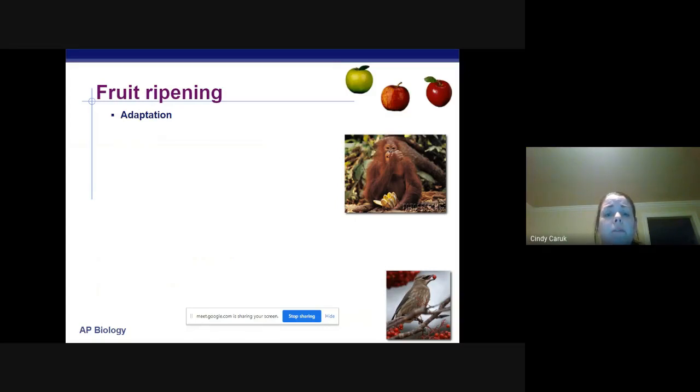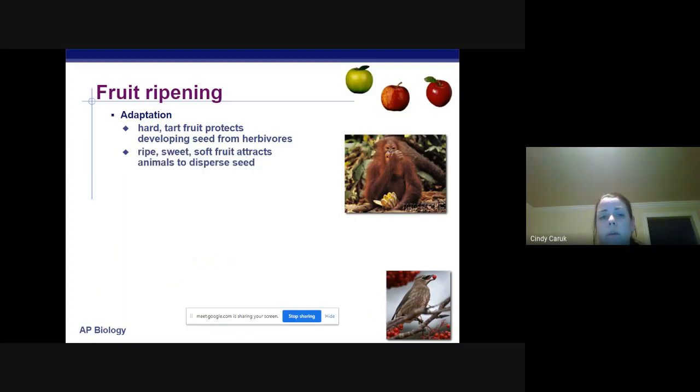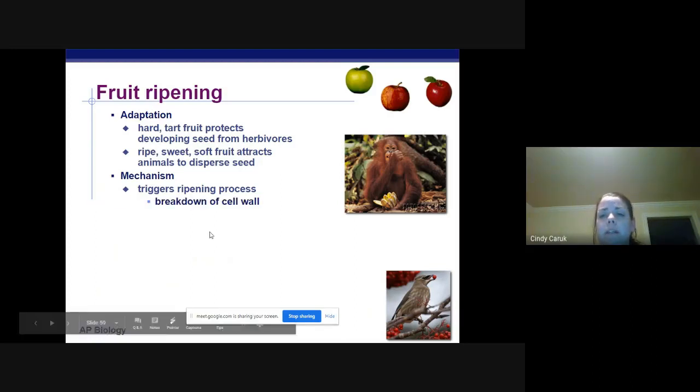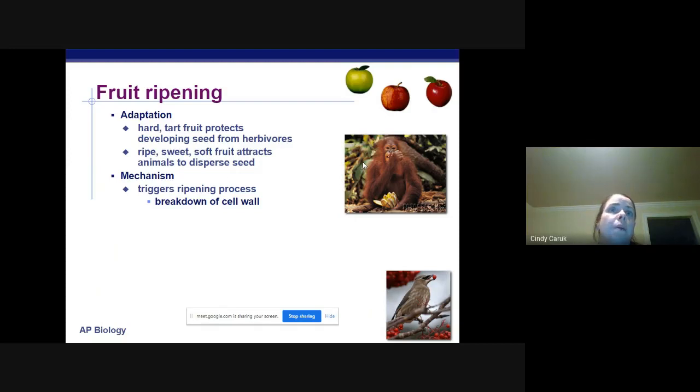Fruit ripening itself is an adaptation. Right? Hard, tart fruit protects the developing seeds from herbivores. Ripe, sweet fruit attracts the animals, so the seeds have matured. And then the orangutan, for instance, here, eats this and travels and then defecates. The seeds will come out, protected by the seed coat, and it's caused the dispersal of the seeds away from the parent plant, so it has a better chance of growing.